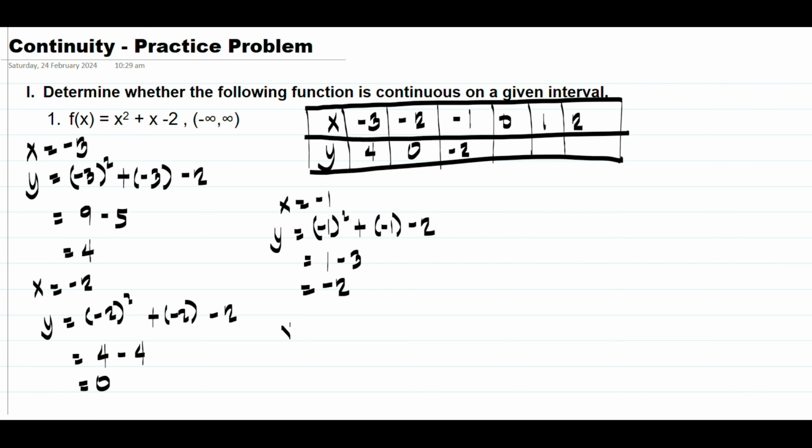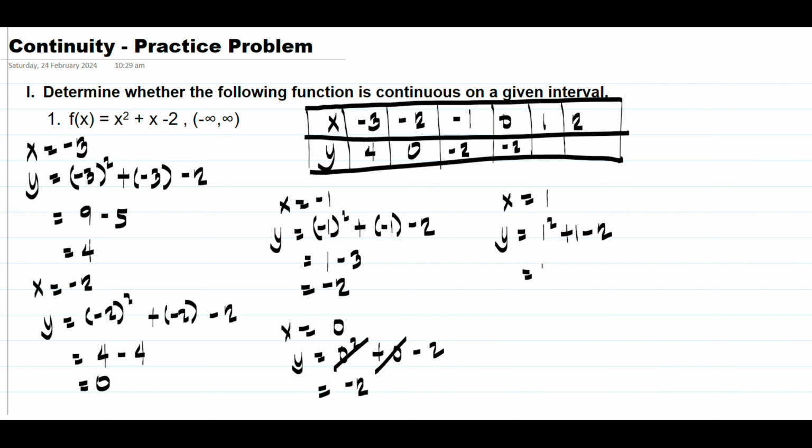And then we have x equals 0. So we have y equals 0 squared plus 0 minus 2, and that will give us negative 2. And then x equals 1. So y equals 1 squared plus 1 minus 2. 1 squared, that is 1. 1 minus 2, that is negative 1. And 1 minus 1, that is 0. And lastly, x equals 2. So we have y equals 2 squared plus 2 minus 2. 2 squared, that is 4.